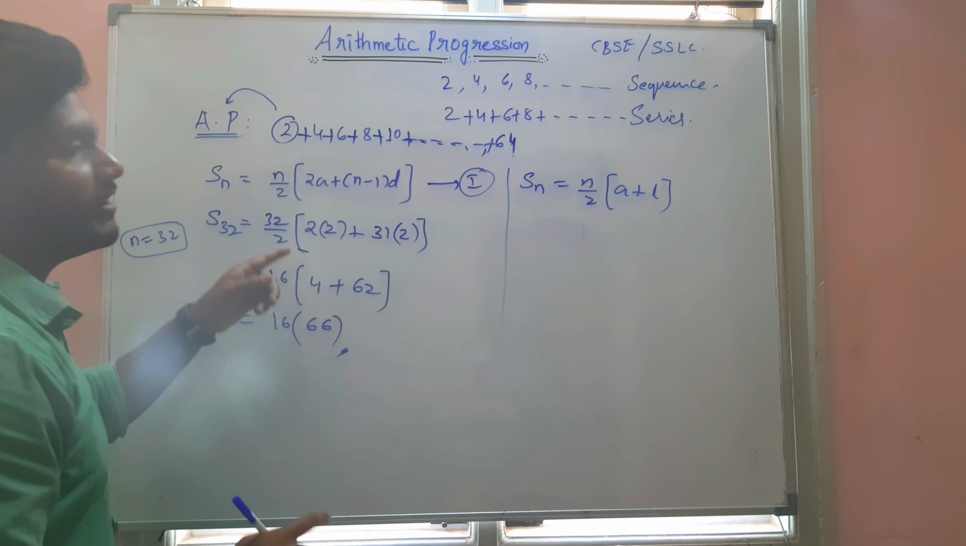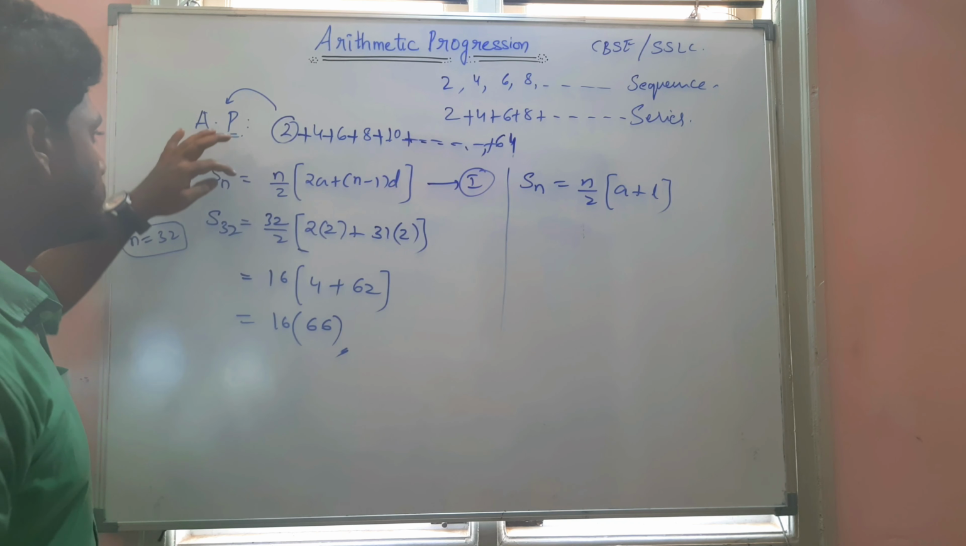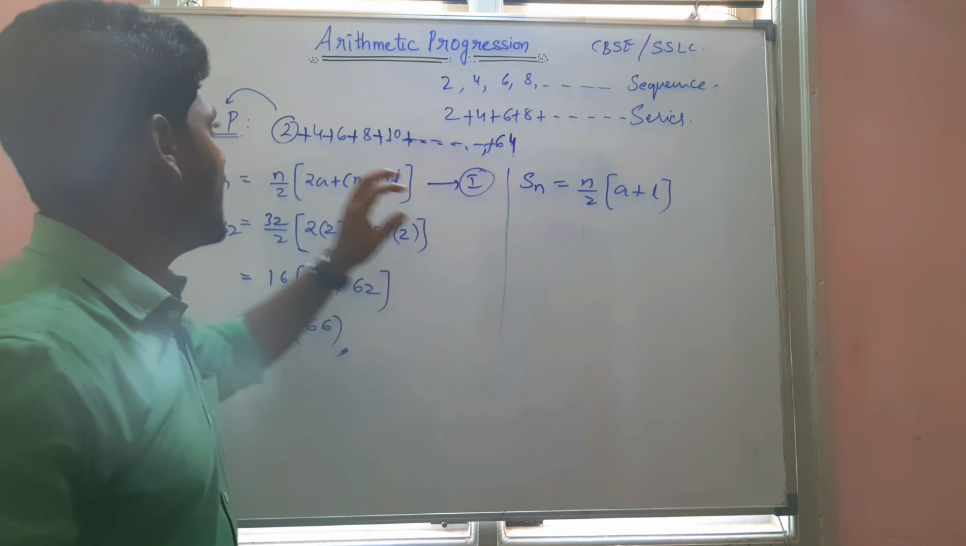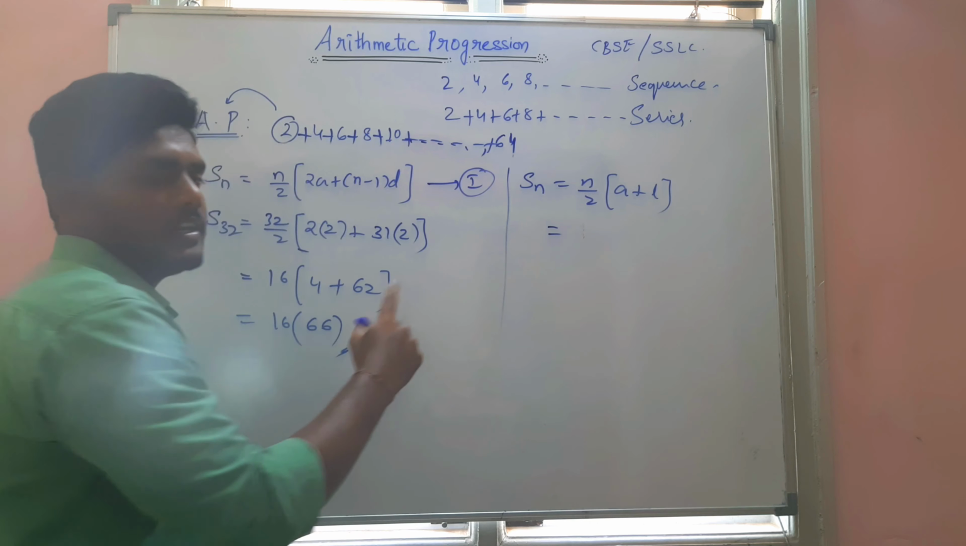So this is the formula we can apply if we know the last term, or if we don't know the last term also. But if you know the number of terms, we can apply this formula. This is the special formula we use when we know the number of terms. And again, if you know the first and last term, then we will apply this, but the answer will be the same.